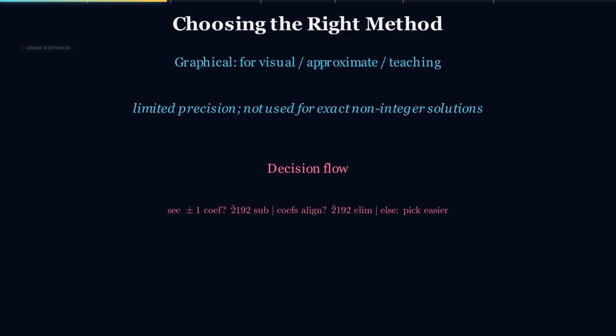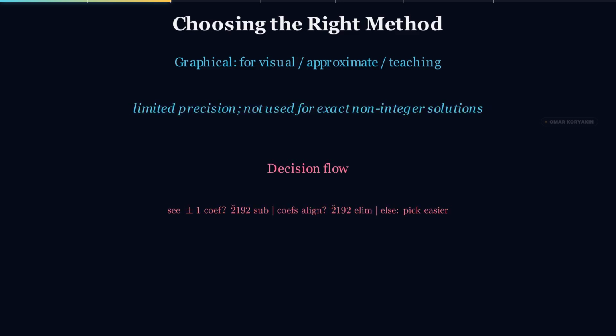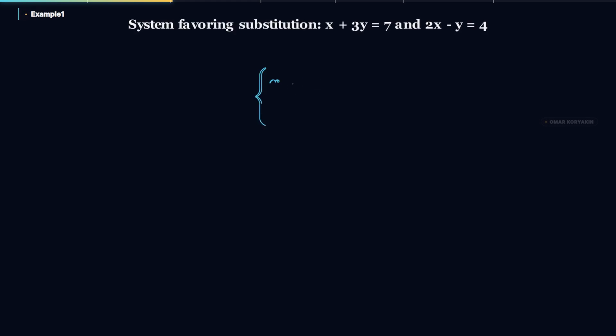The choice does not affect correctness, only efficiency, so develop the recognition habit through practice and apply the right method on every problem. Here is the first worked example. The system is x plus 3y equals 7 paired with 2x minus y equals 4. Choose the best method and solve. Notice that the first equation has x with coefficient plus 1, signaling substitution as the natural choice.